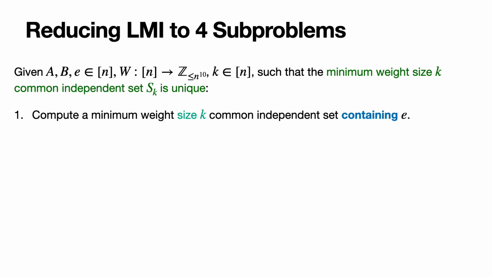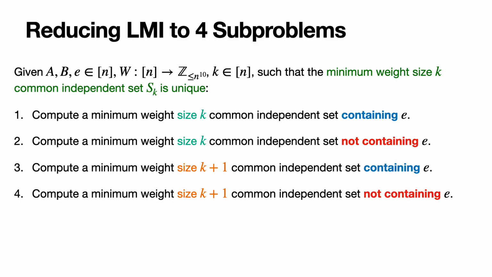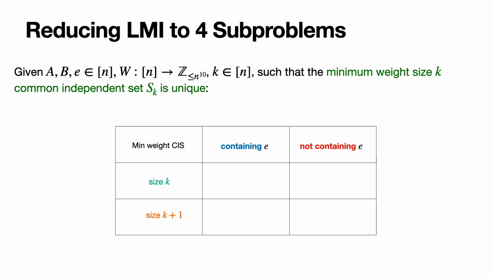We want to compute a minimum weight size K common independent set containing E. To be clear, what this means is that out of all of the size K common independent sets which contain E, we want to compute the one of minimum weight. Similarly, out of all the ones not containing E, we want to compute the one of minimum weight. And then for the last 2 problems, everything is the same but of size K plus 1. Okay? So essentially, we just want to fill in this table, right? Size K plus 1, and containing E and not containing E.